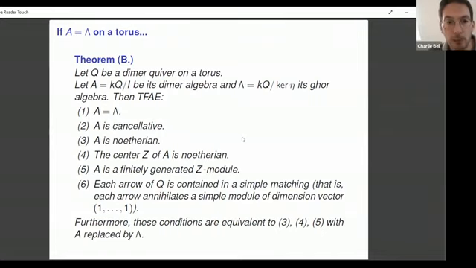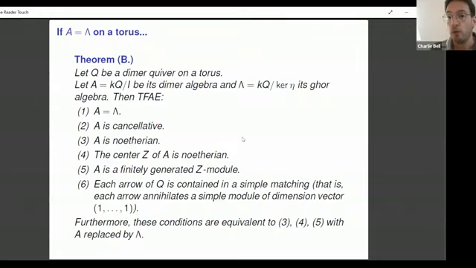So let Q be a dimer quiver on a torus, and let A be its dimer algebra and Lambda its core algebra. Then the following are equivalent. 1, A is equal to Lambda. A is cancellative. A is Noetherian. The center of A is Noetherian. A is a finitely generated Z-module. And the last one is each arrow of Q is contained in a simple matching. So that is, each arrow annihilates a simple module of dimension vector all ones.